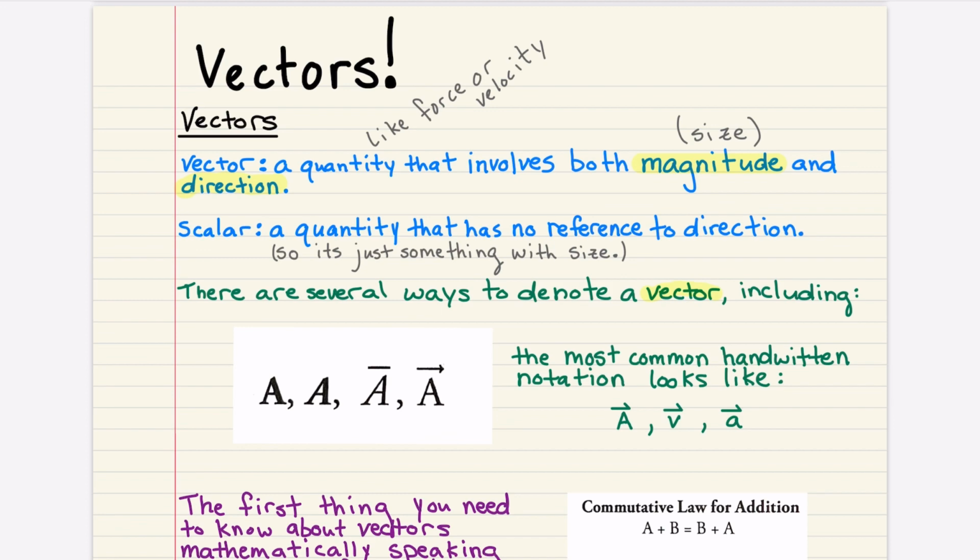So first off, by definition, a vector is a quantity that involves both magnitude and direction. Okay, so if you don't know what magnitude means, it's really just the size of something. So what I mean is, a vector is something that has size and has direction. So think of it like this.